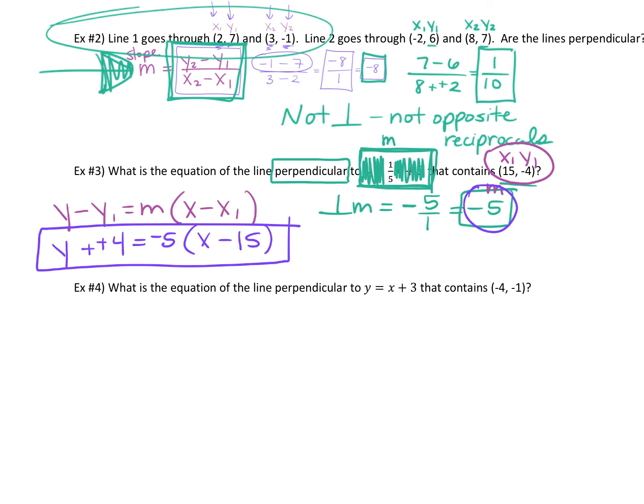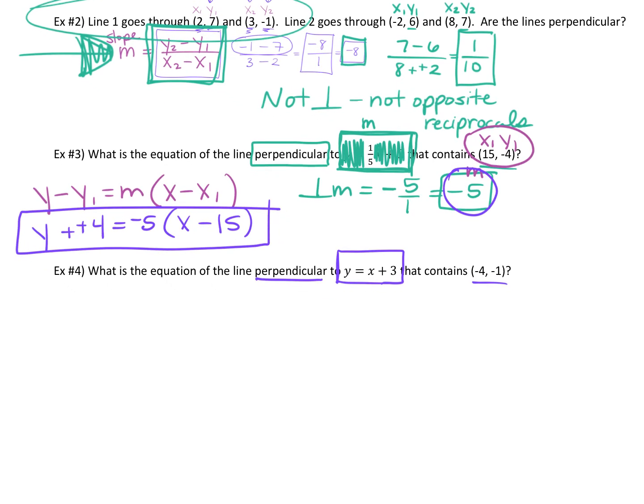Okay, so this last one, it says, what is the equation of the line perpendicular to this line that goes through that point? What is our current slope in this line? What is it? It's 1, right? If there's nothing out in front of your x, it's a slope of 1. So my current slope is 1. None of the rest of this matters, just the 1.